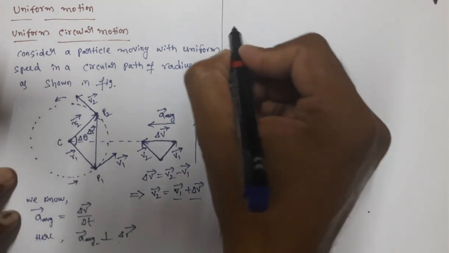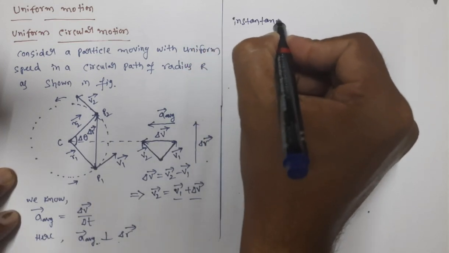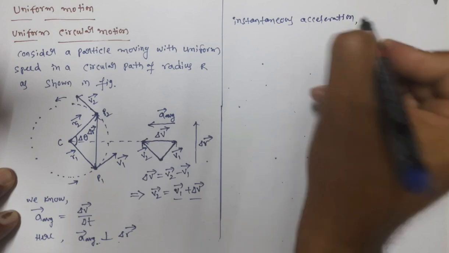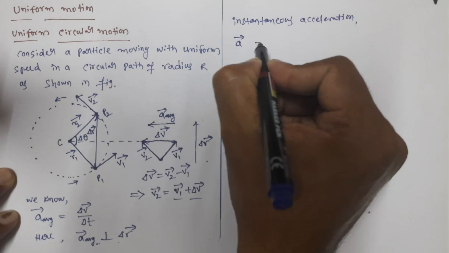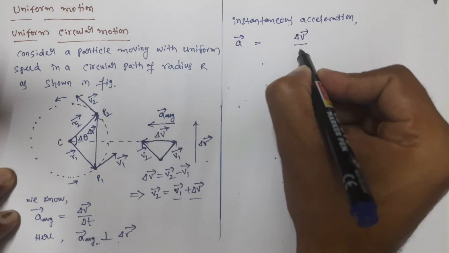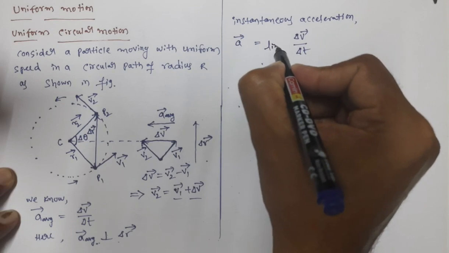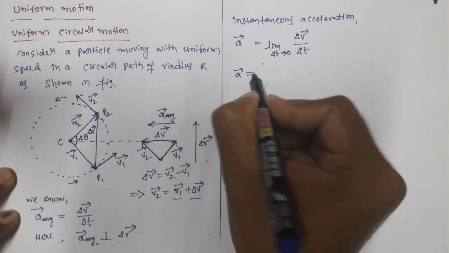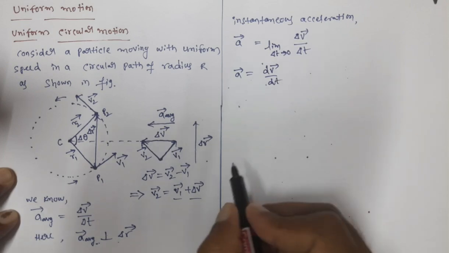Yes, let us write the equation for instantaneous acceleration. A bar is equal to, I am not using any subscript, that means it belongs to instantaneous acceleration. So what do we do, guys? Delta V by delta T represents average acceleration, right? So average acceleration becomes instantaneous acceleration whenever this delta T tends to 0. So A bar is equal to, what do we write? We remove this whole thing and we write dV bar by dt.